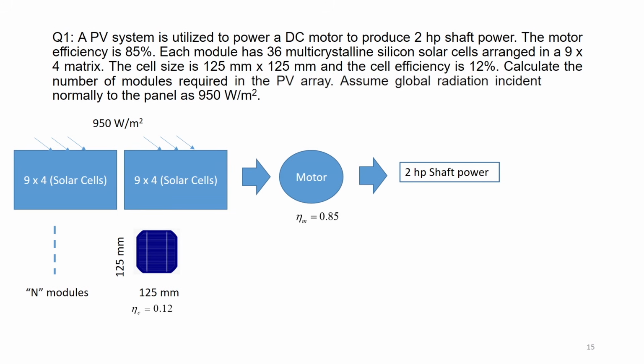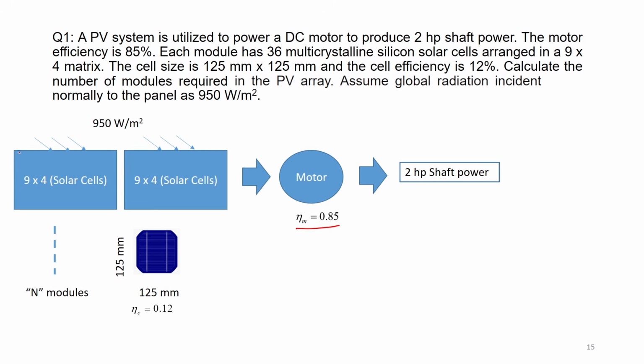The problem goes something like: a PV system is utilized to power a DC motor to produce 2 HP shaft power. The motor efficiency is given as 85%, which is shown here, and each module has 36 multicrystalline silicon solar cells arranged in a 9×4 matrix.